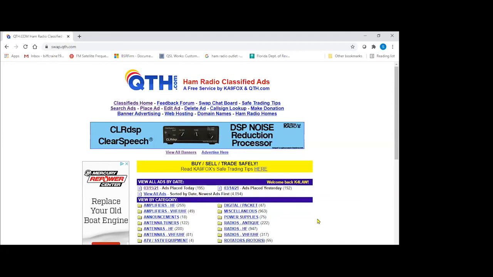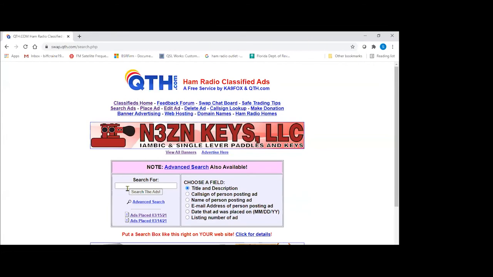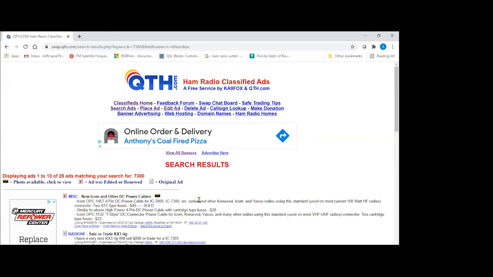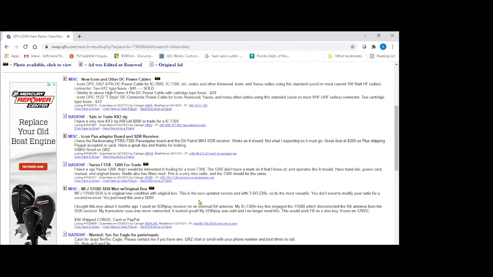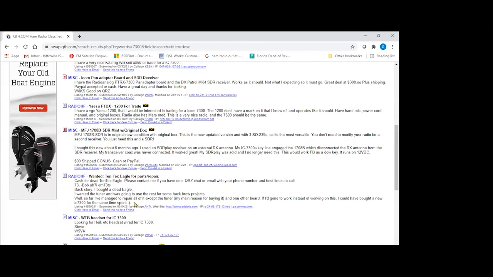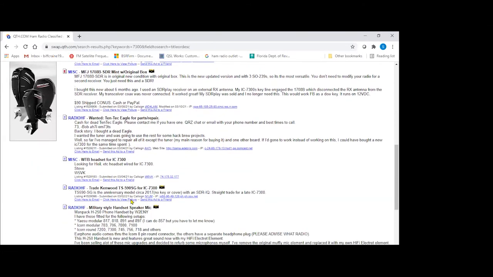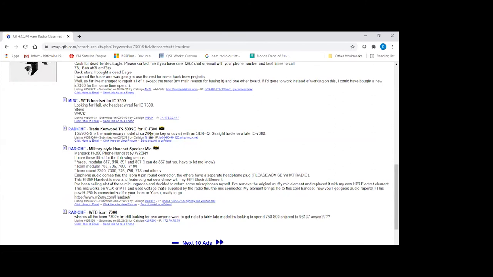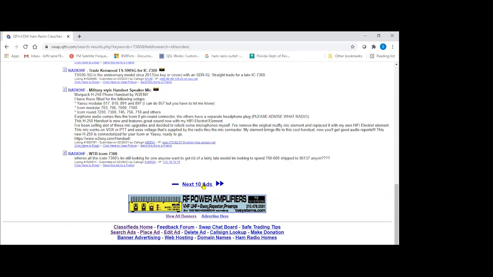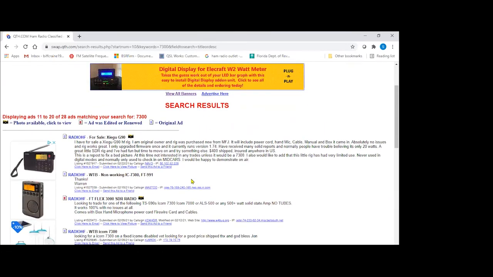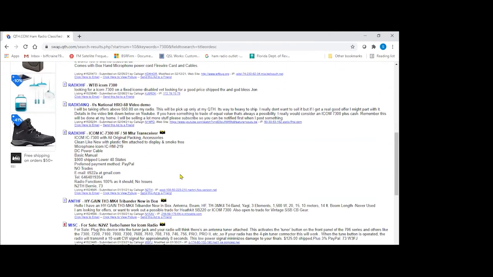So let's say, for instance, you want to buy an ICOM 7300. You search on, let's see, just 7300 will get us there. So you've searched, you found 28 ads that have someone looking for an IC7300. So you have people who want to trade for them. Let's see, there's one down here, headset. There's a guy who wants to trade an SG for a 7300. There's a guy who wants to buy a 7300. Let's find one for sale. Okay, here we go.